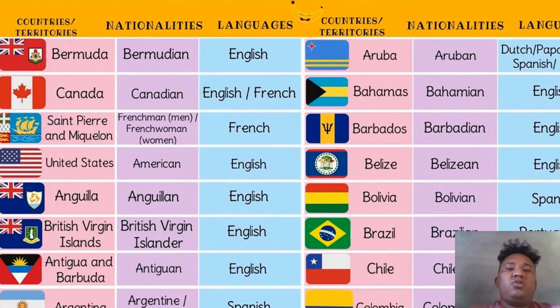I include also the nationalities and countries because when we are talking about nationalities and countries, we are going to use the verb to be. For example, if someone asks you, where are you from? Cuando alguien te pregunta de dónde eres, tú contestas utilizando el verbo to be, porque contestas, yo soy de Honduras, por ejemplo, yo soy de Estados Unidos, yo soy de Brazil, or the other ones. That's why I include the nationalities and countries because if someone asks you where are you from, I am Honduran or I am from Honduras.